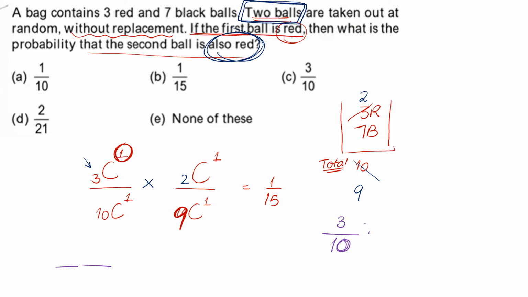So the first process is done, but there is still another process left. That means again you have to draw a red ball. Because you are not replacing, the possibility of getting another red ball is 2 in the numerator and 9 in the denominator. So this is how you will solve it, and the answer gives you 1 over 15.